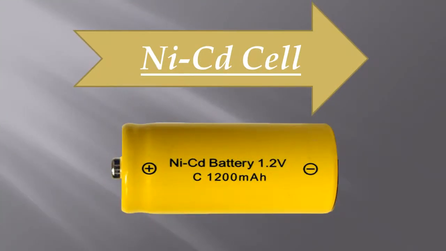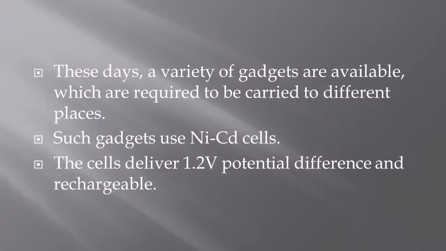Now we will see the next type of cell, the nickel cadmium cell. You can see the cell in the diagram also. Nickel cadmium battery, 1.2 volt. These days a variety of gadgets are available which are required to be carried to different places. Such gadgets use nickel cadmium cells, and the cells deliver 1.2 volt potential difference and are rechargeable.